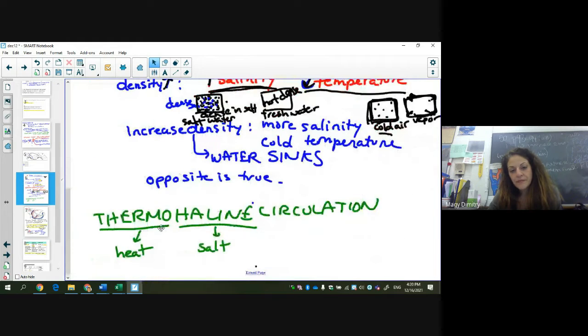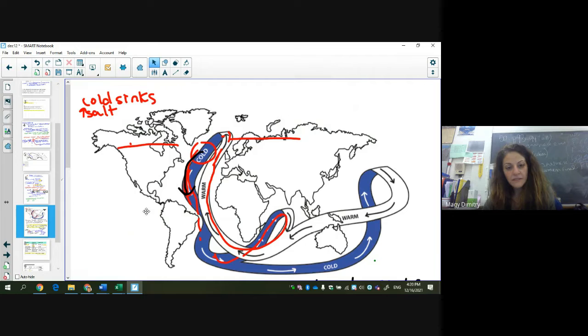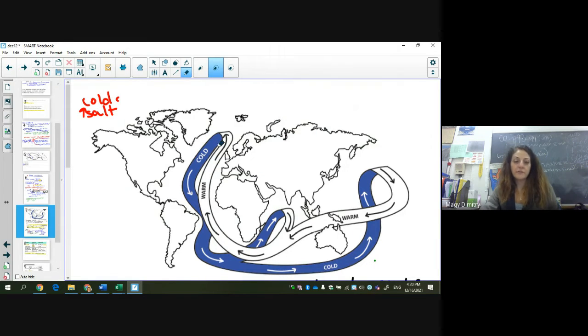Okay. So we come to this point where we call it the thermohaline circulation, which is the essential circulation of heat and salt of the ocean. Thermo is for heat, haline salt. And we have this lovely map of the Earth with all the various directions of the current. So as you can see, you have the cold water coming from the north.